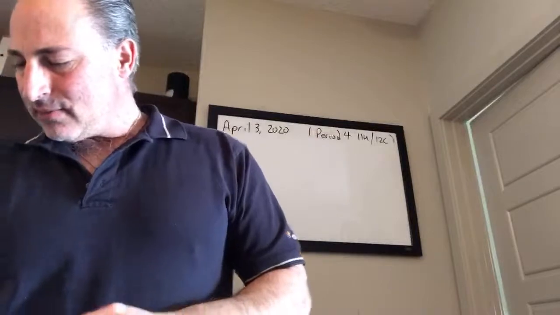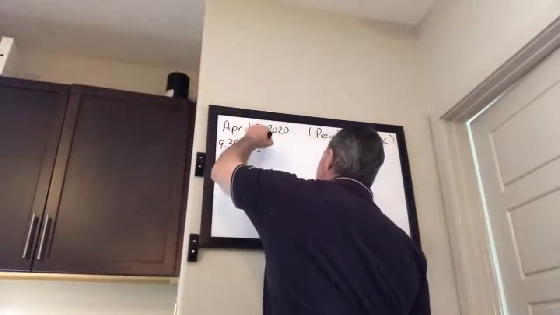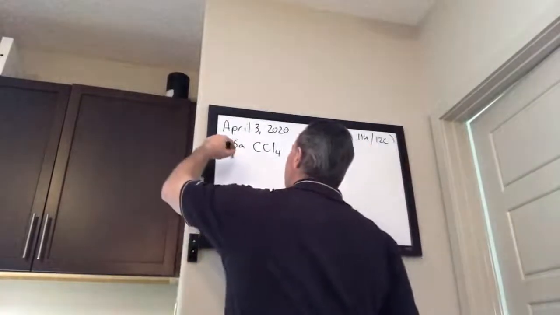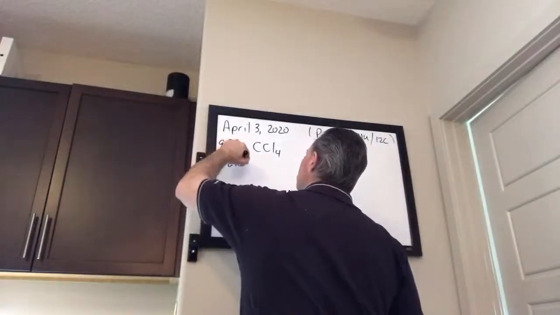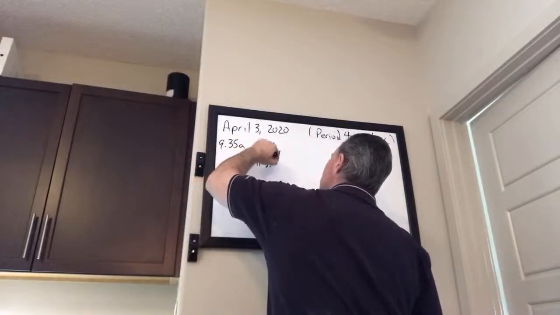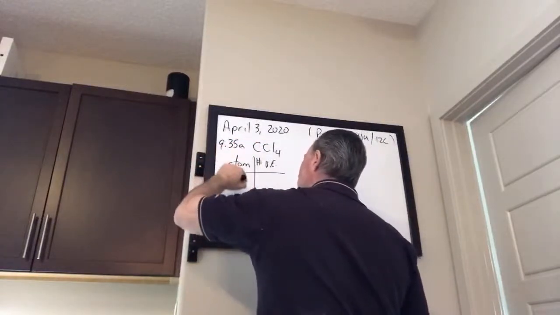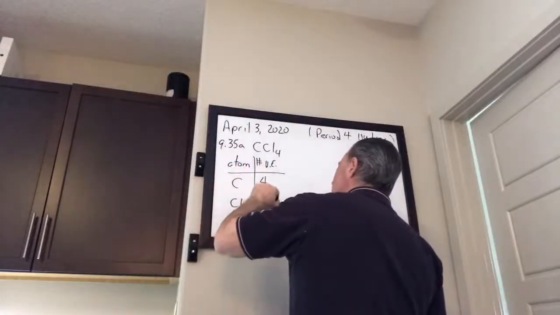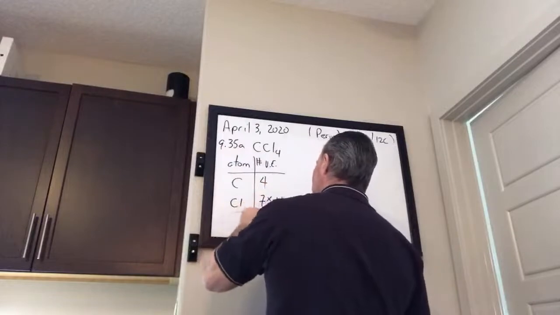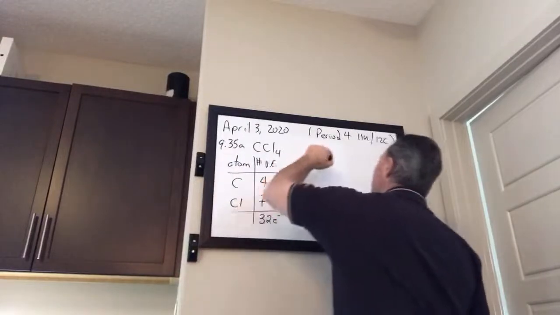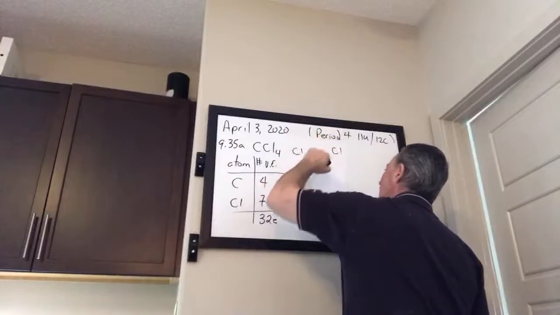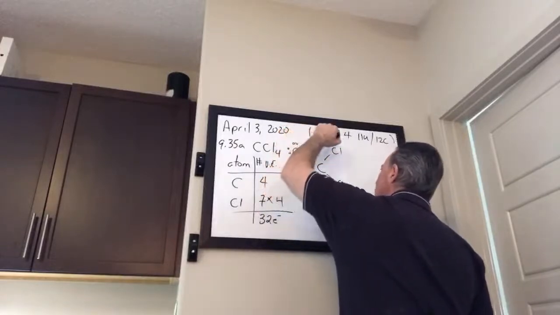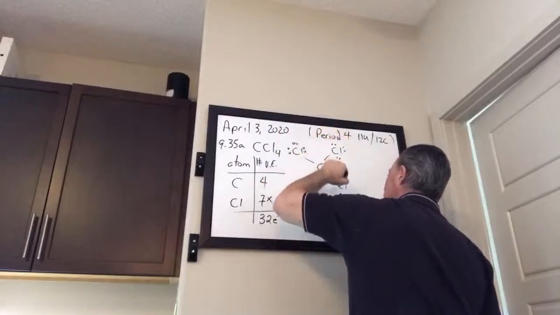So, okay, carbon tetrachloride. Start by drawing the Lewis structure. Carbon always has 4 valence electrons, chlorine has 7, and there are 4 chlorines in the molecule, so 28 plus 4 gives you 32 electrons to account for. So draw your preliminary Lewis structure. Draw all the octets on the satellite atoms.